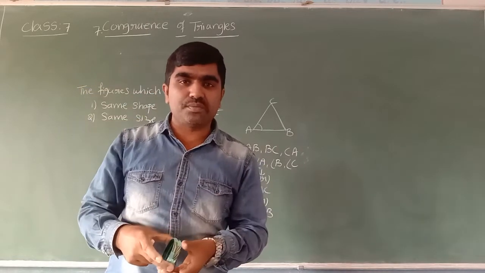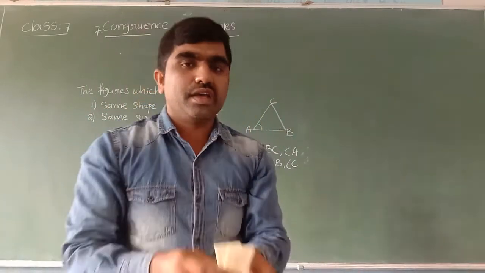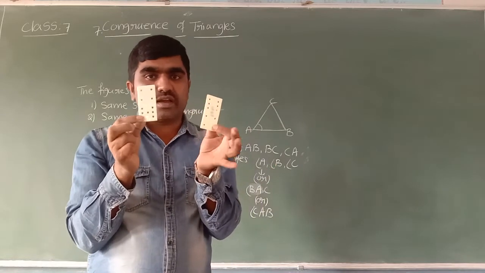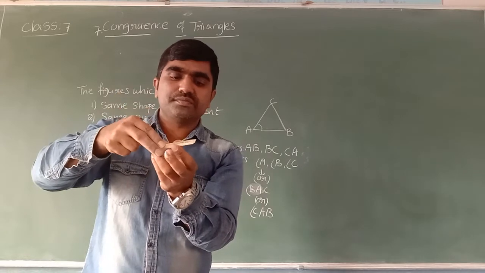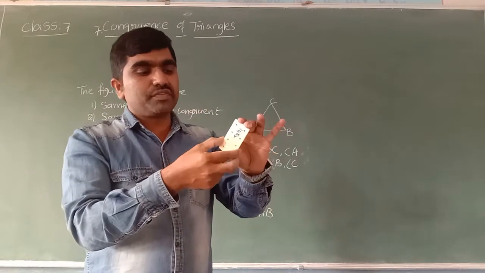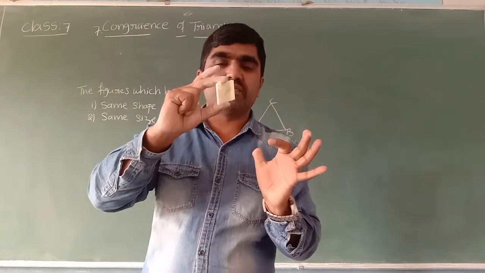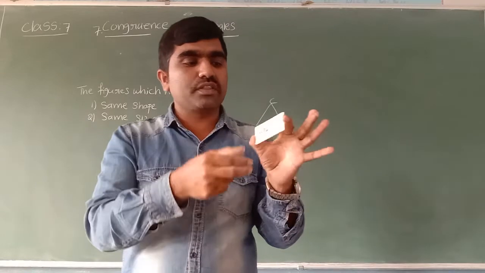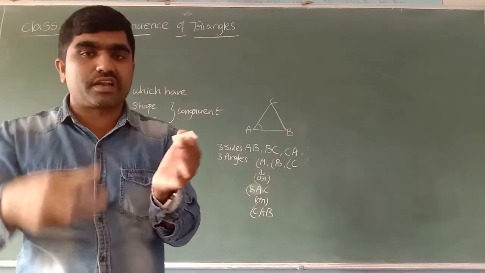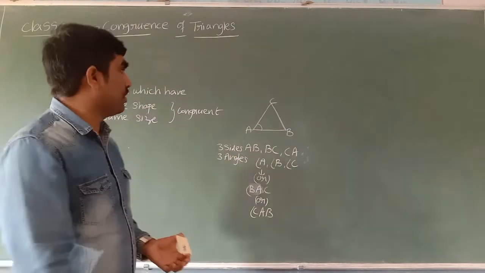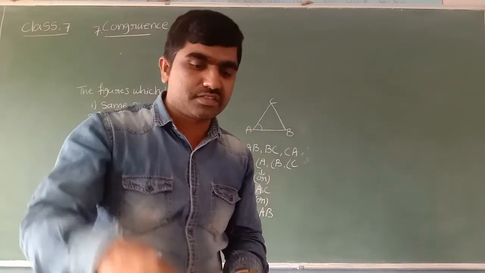Like this we can see many objects in our daily life. Here we have one more example. Here I am taking two rectangle strips, and when I keep one object over the other, both will fit exactly. It means both have the same shape, rectangular shape, and also the same size. Because of that both will coincide exactly. Even these two objects are called congruent, because both have the same shape and same size.